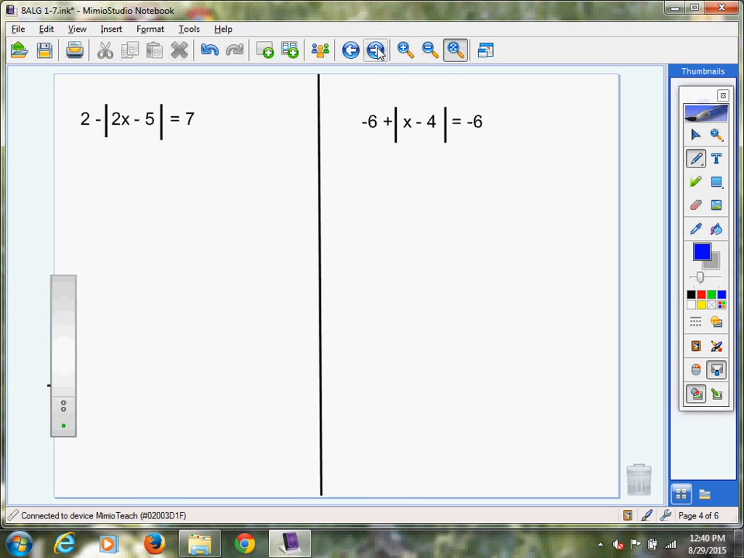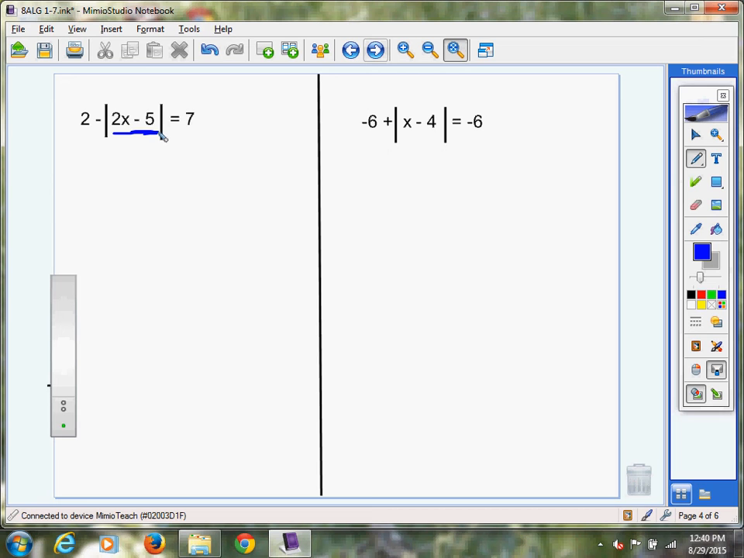Now we want to get the absolute value alone. So that means I have to leave the absolute value of 2x minus 5 right there on that side by itself. Okay? So I need to undo this 2 that's there. It says 2 minus, so 2 is positive.